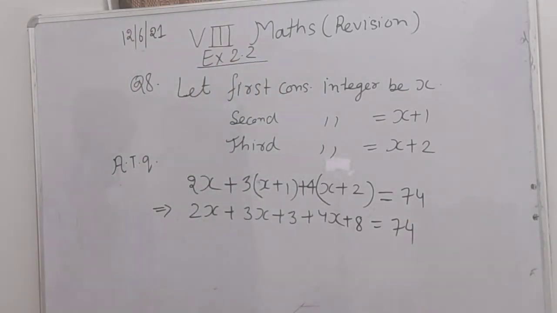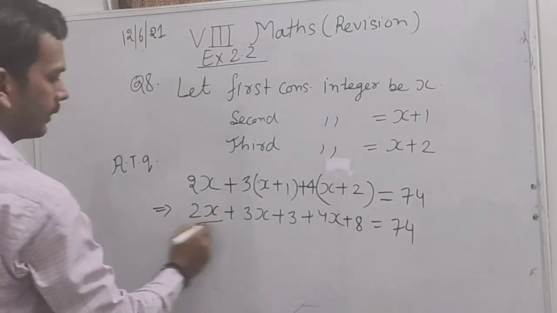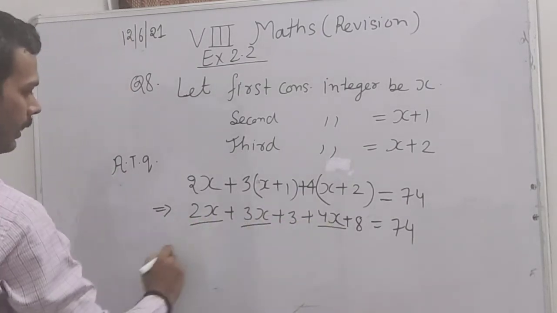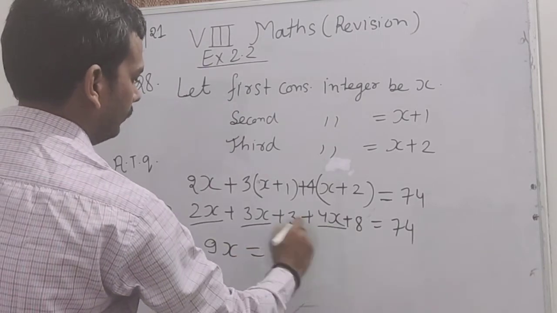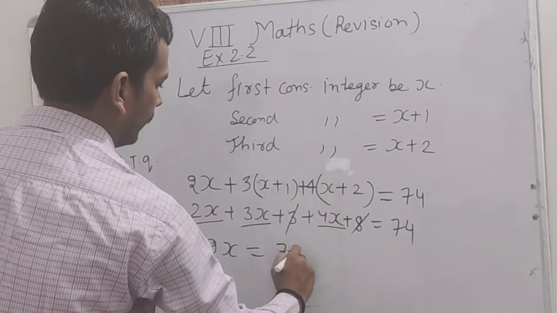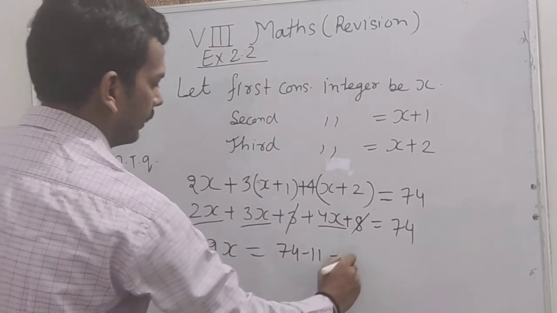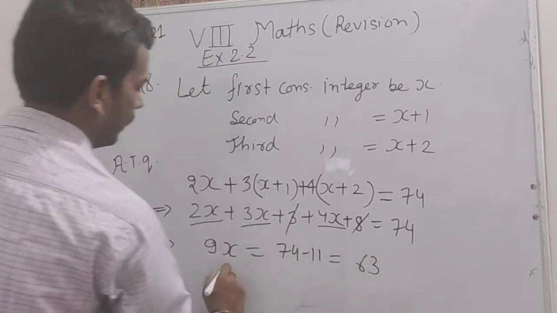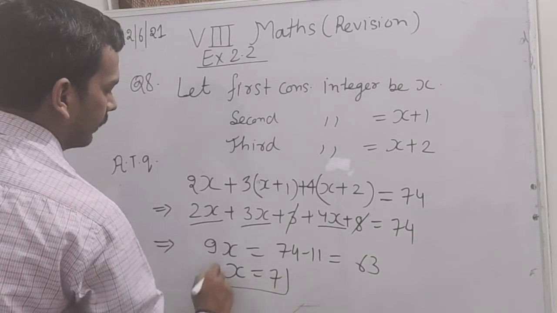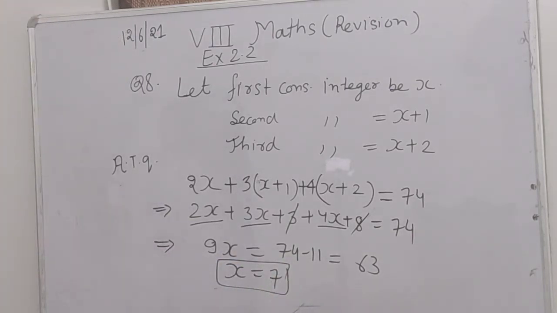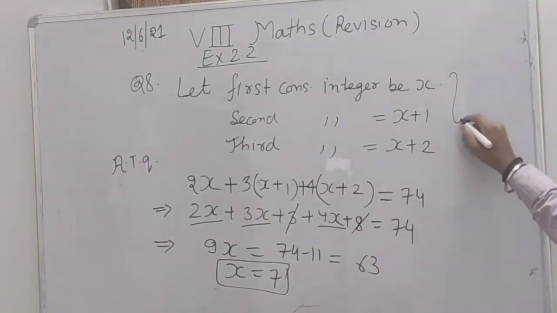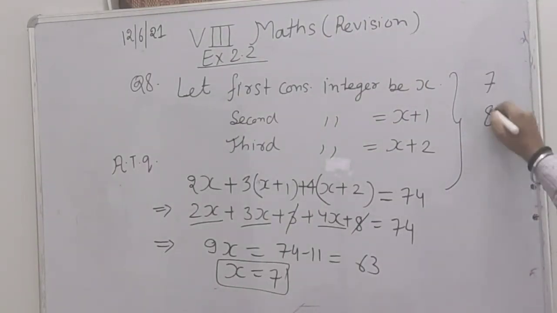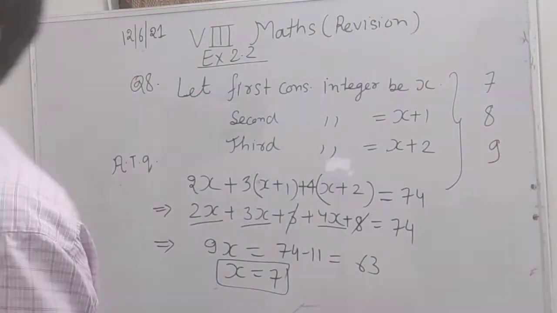Again, what can you do? Adding 2x, 3x and 4x gives 9x is equal to 74 minus 3 plus 8, which is 11. So 74 minus 11 is 63. So the value of x is equal to 7. So what will be the numbers? 7, 8 and 9.